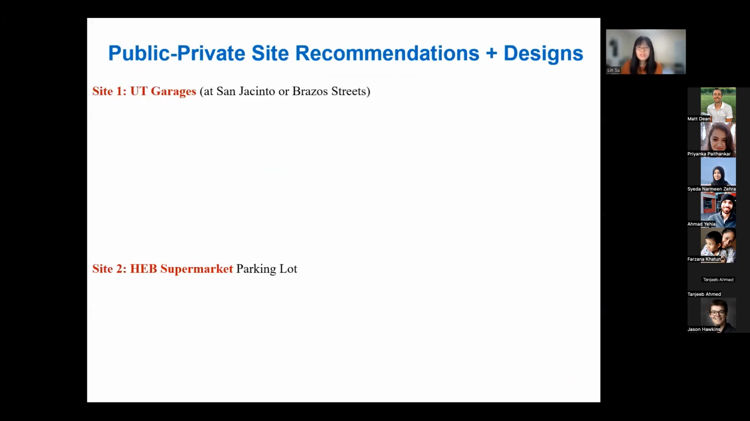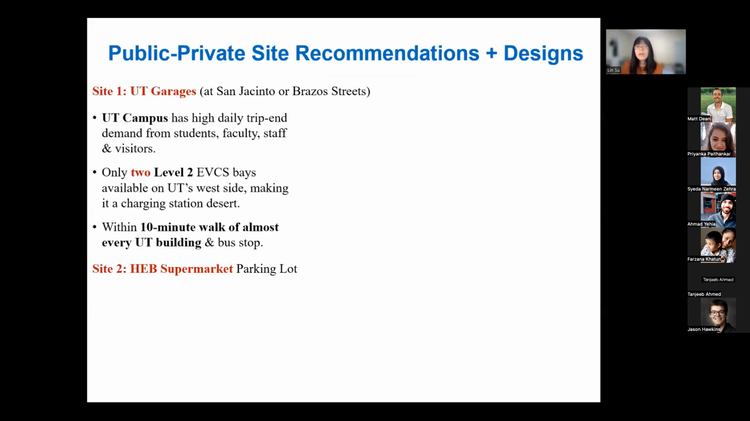Based on the distribution of charging stations and possible charging demand, two sites are manually selected as potential sites for deploying future public-private EV charging stations. Since the UT campus has heavy daily traffic from students, faculty, staff, and visitors, which contributes to high charging demand, but the whole campus is a charging station desert with just 2 level 2 charging cords available near the campus west side. San Jacinto Garage and Brazos Garage are great transportation hubs within a 10-minute walk to almost every building on the UT campus, making it easy for travelers to charge their EVs and walk to their destinations. Thus, the two garages are selected as first potential sites.